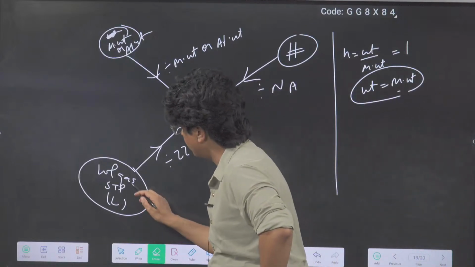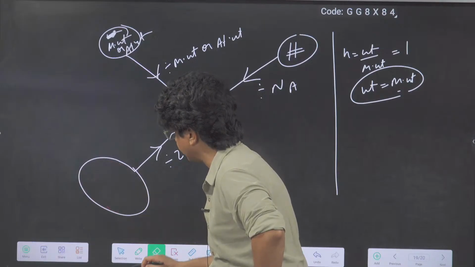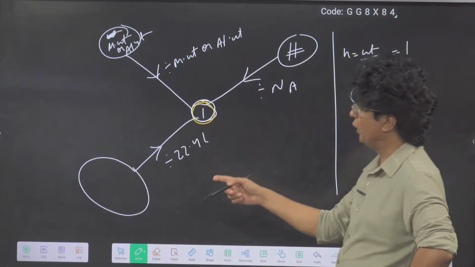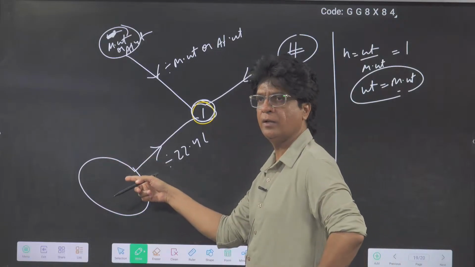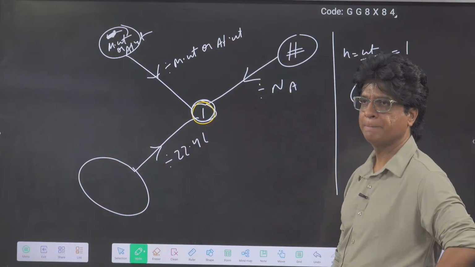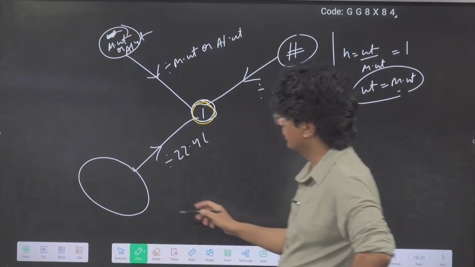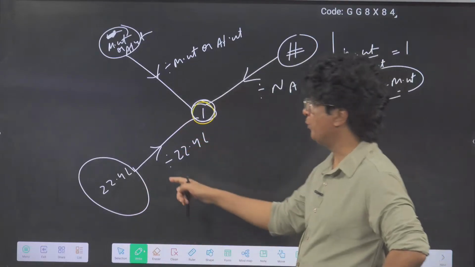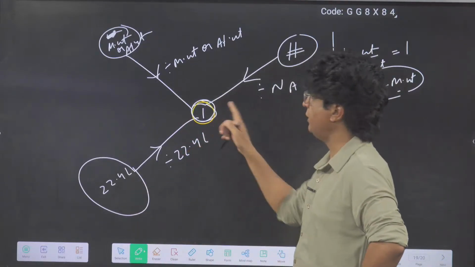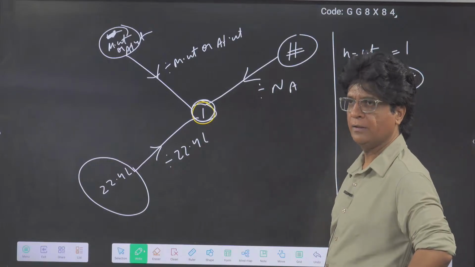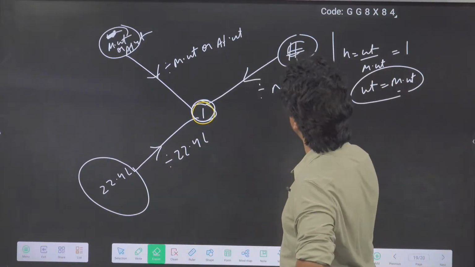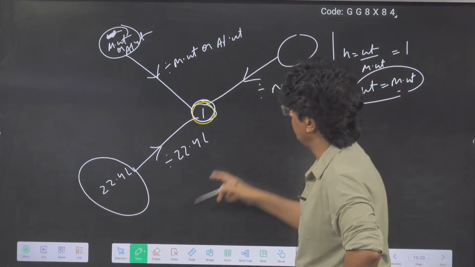Tell me how much volume of the gas I should take at STP to get 1 mole. Come on. 22.4 liter. Because 22.4 upon 22.4 will give me 1 mole. Right? Right. And how many molecules should I take to get 1 mole?